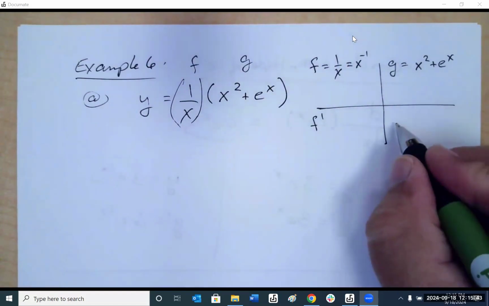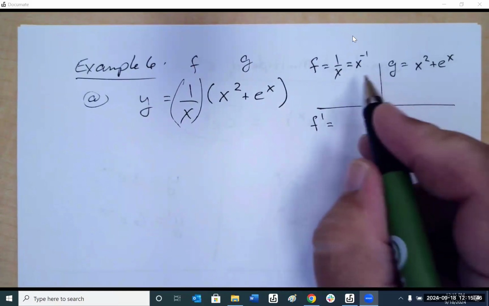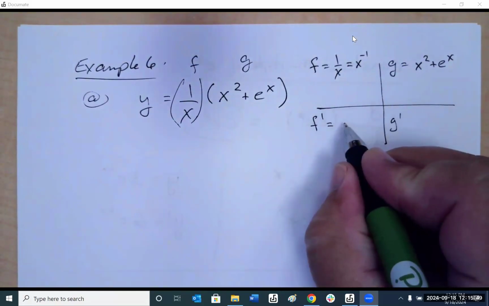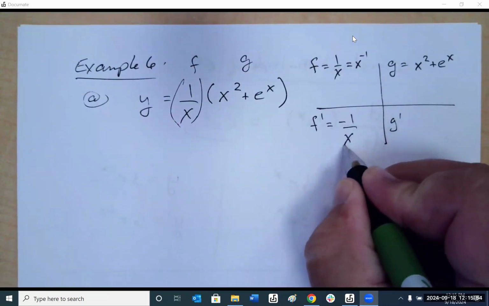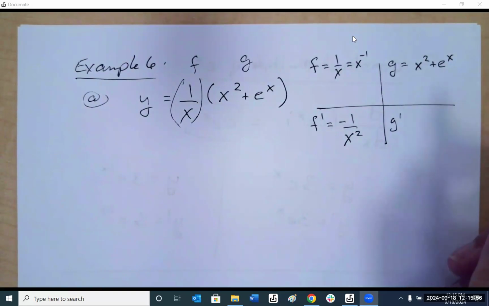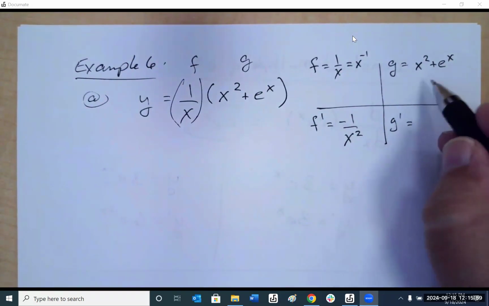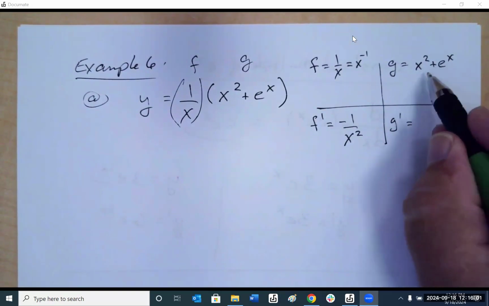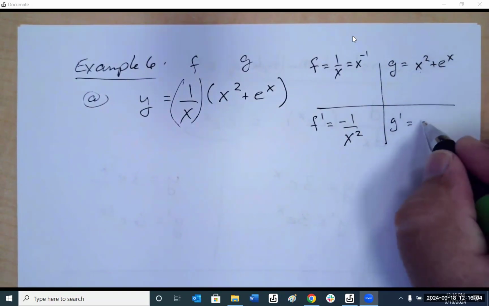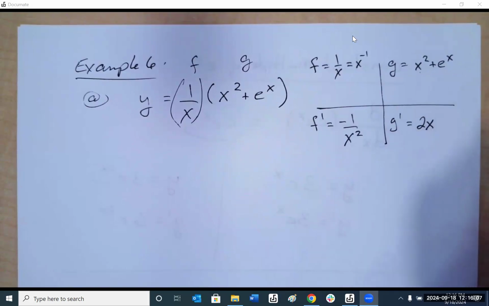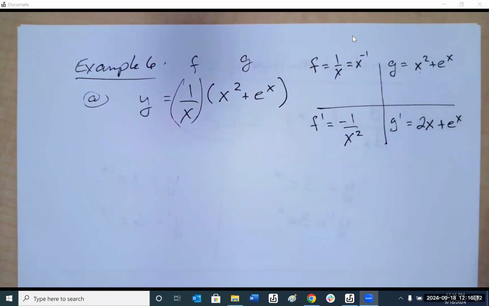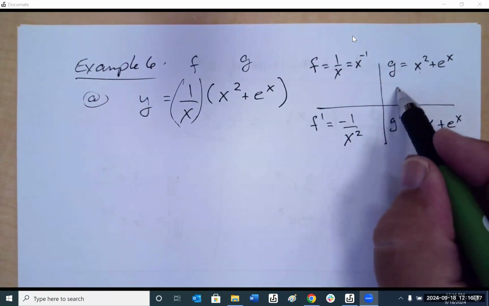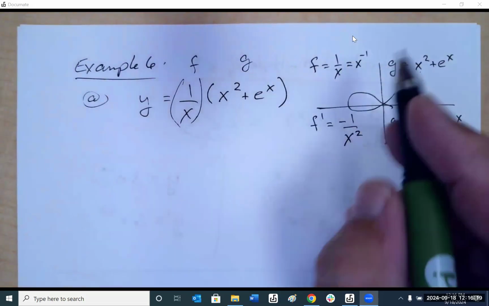On the bottom are the derivatives. The derivative of 1 over x is, very good. And then the derivative of g prime. Here we have a sum of two terms. What's the derivative of x squared? 2x. Plus, what's the derivative of e to the x? Now we do the fishy thingy. Since it's a product, we're going to add.